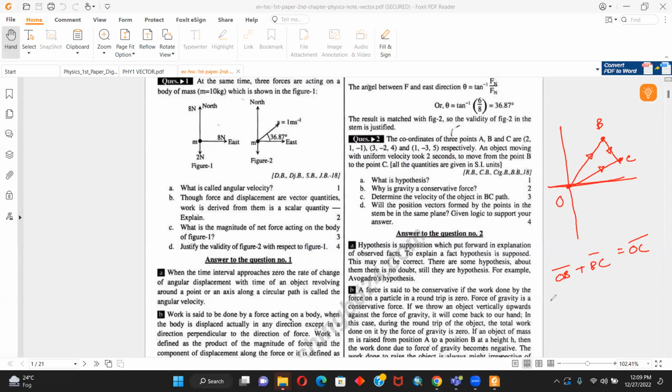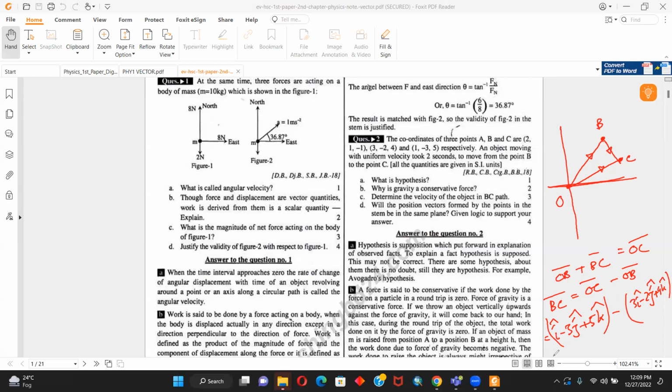Now we will separate this BC vector. So we will get BC vector equals OC vector minus OB vector. Now, what is OC vector? OC vector is C's position vector, which was i minus 3j plus 5k. Remember, we already wrote it down for C. And minus OB vector, which is B's position vector, that will be 3i minus 2j plus 4k.